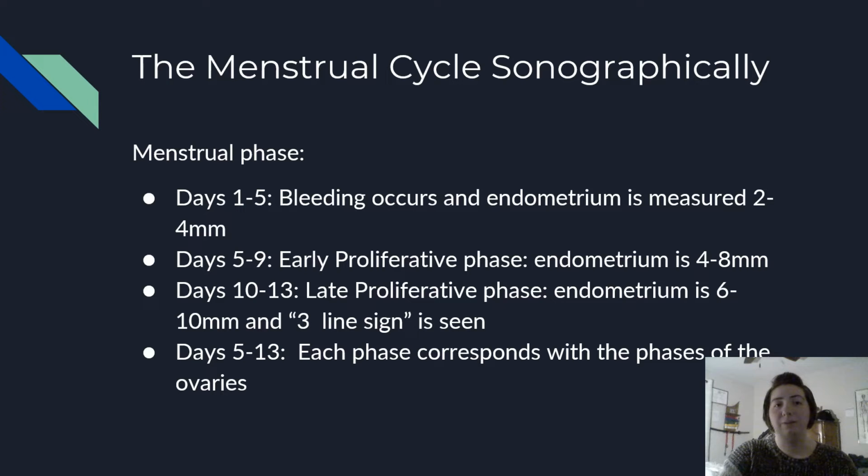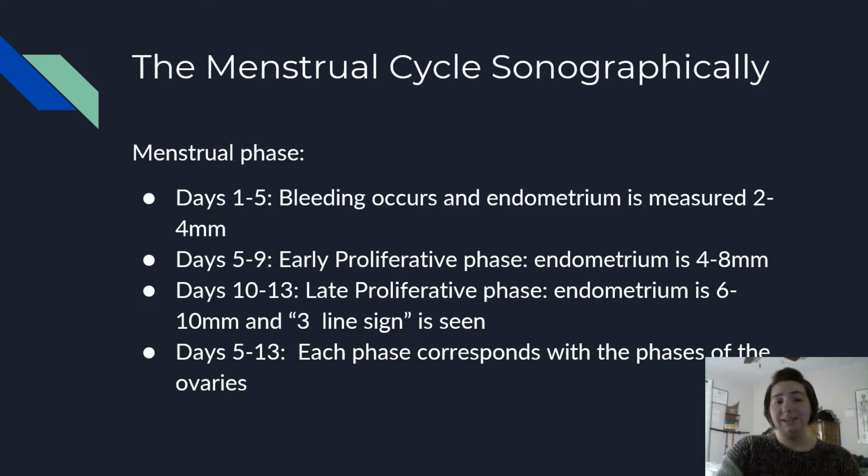The menstrual cycle consists of 4 phases. The first phase is the menstrual phase where bleeding occurs. The first through the 5th day is when bleeding occurs and the endometrium measures around 2 to 4 millimeters. Days 5 through 9 are considered the early proliferative phase where the endometrium measures 4 to 8 millimeters.